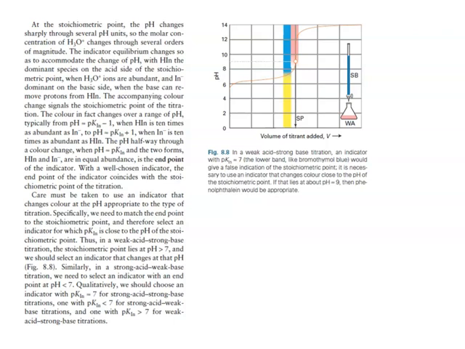So even though we use them all the time in the lab, care must be taken to use an indicator that changes color at the pH appropriate to the type of titration that you're interested in. Specifically, we need to match the endpoint to the stoichiometric point and therefore select an indicator for which the pK indicator is close to the pH of the stoichiometric point of your titration. Therefore, in a weak acid strong base titration, the stoichiometric point lies greater than 7, and we should select an indicator that changes at that pH.